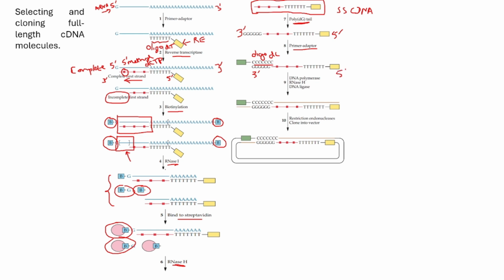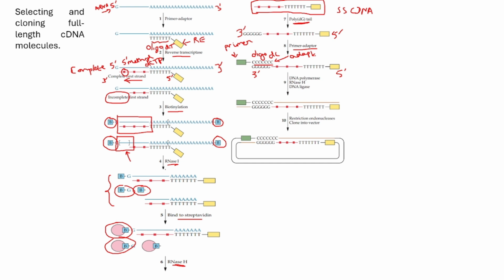Otherwise, how will you attach your primer adapter? So you have to make your primer in such a way that it will have this adapter. So this green box is your primer, and this stretch of the oligo dC is your adapter. Okay, so that's why these two names are called primer adapter. So you have to synthesize a primer adapter in such a way.